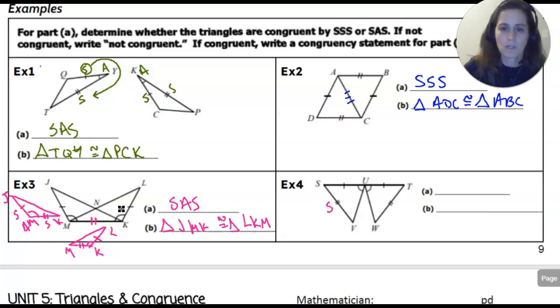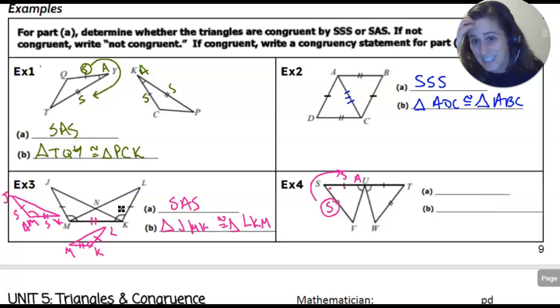Example number 4, let's go ahead and label our markings. I have an S here and an S here and an A here. And I'm going to start with this S right over here. I'm going to read it clockwise because I'm skipping only one angle to get to the next marking. If I go the opposite direction, I'm skipping an angle and a side. So I can't go that way. So I have side, side, angle.